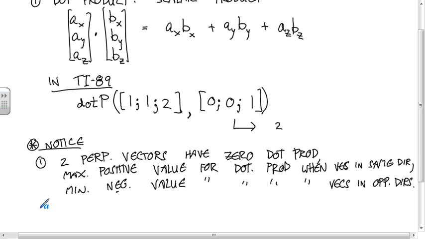And then the second thing I want you to keep in mind is that the order for dot product doesn't matter. So if I switch the order of these two, you'd get the same thing for the dot product. The order of the input vectors doesn't matter.